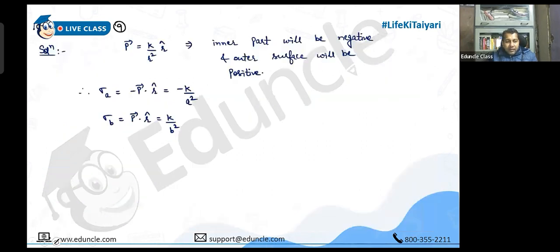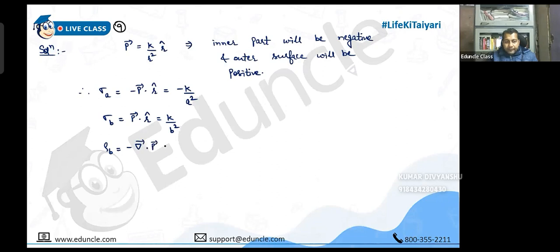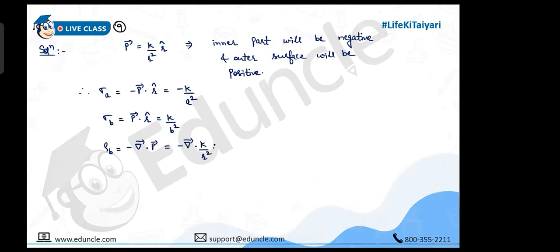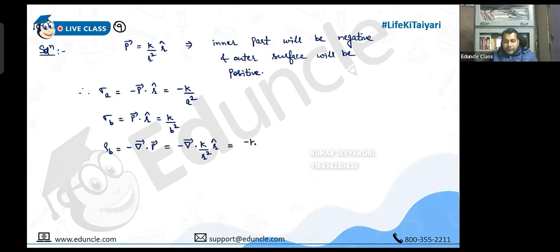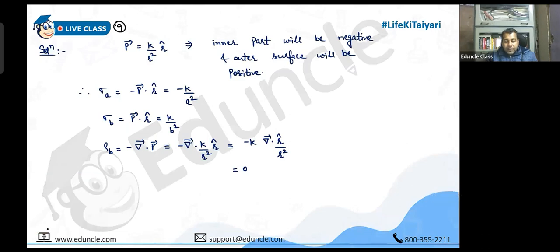And let us check the volume bound charge density. It will be 0 because it's constant. The radial vector's dot product is actually 0. This is also wrong, so this is fine. Okay, so only C is correct. Although it was an MSQ, only C is correct. Others are wrong. Clear? Yes, sir.